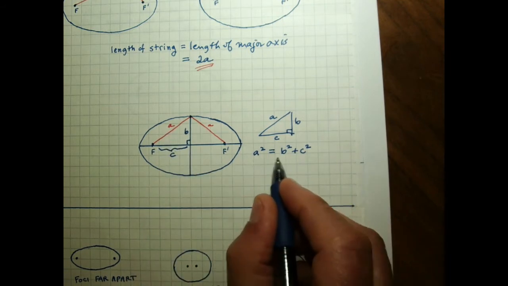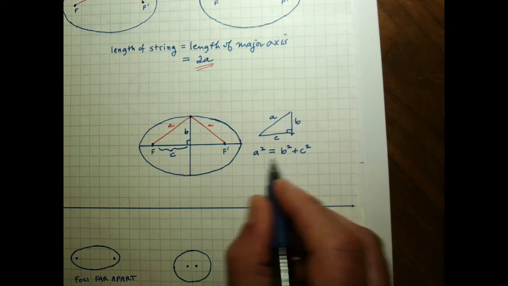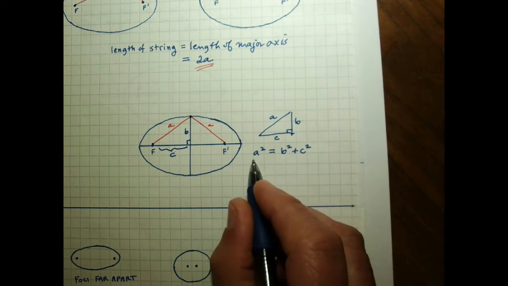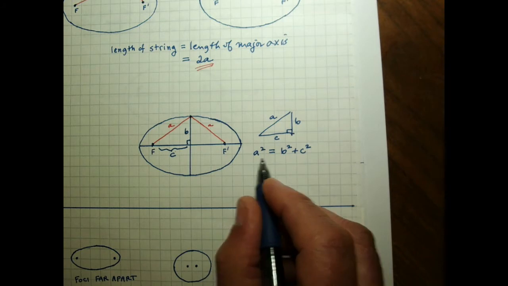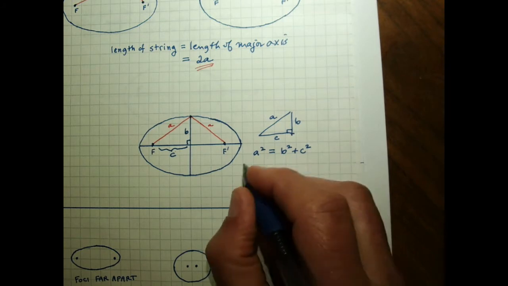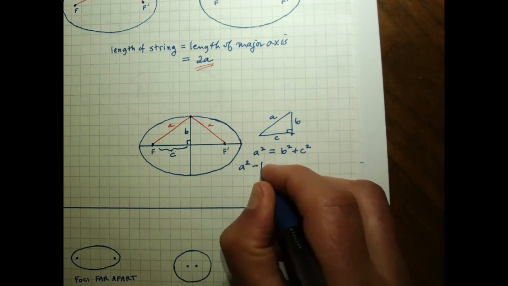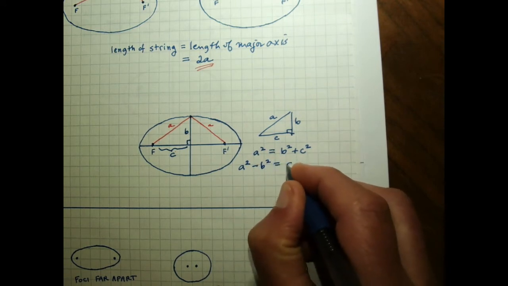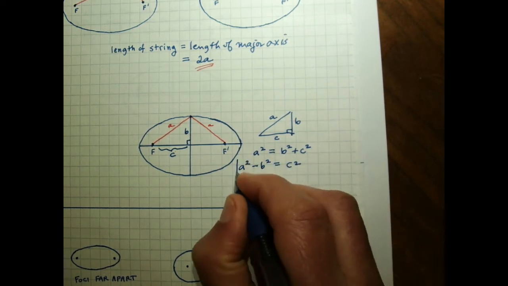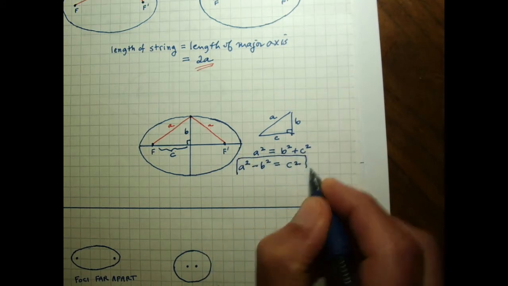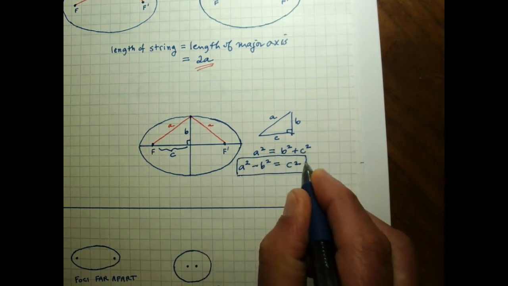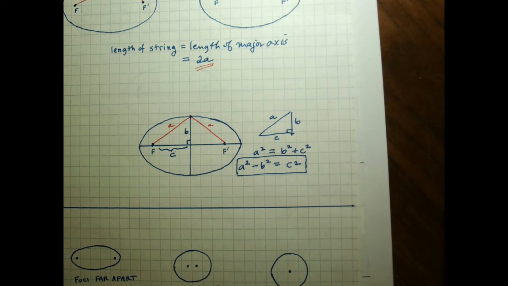And this form of the Pythagorean theorem, in this ellipse situation, we like to isolate C squared. So I'm going to leave A squared where it is. I'm going to subtract B squared from both sides, and then that difference will be equal to C squared. This little equation we're going to use along the way, A squared minus B squared equals C squared. We'll refer to that later.